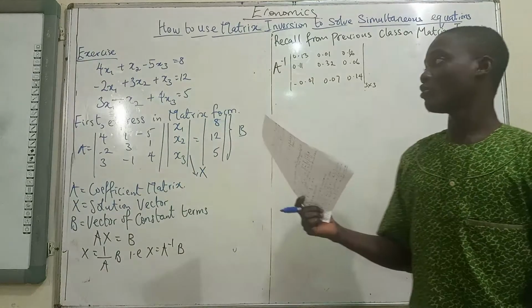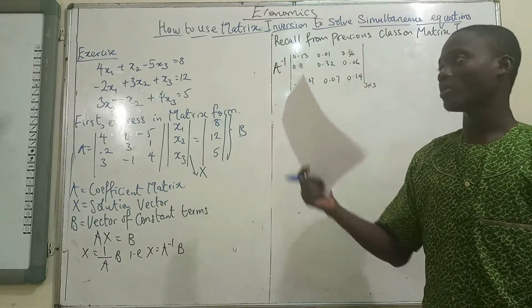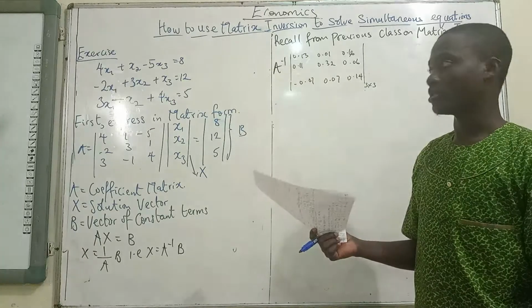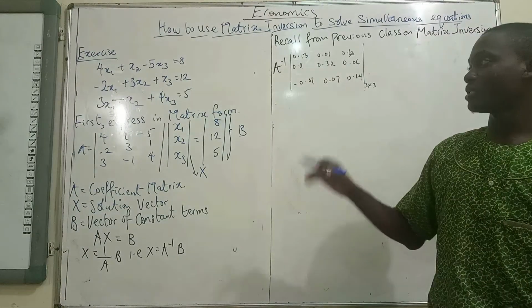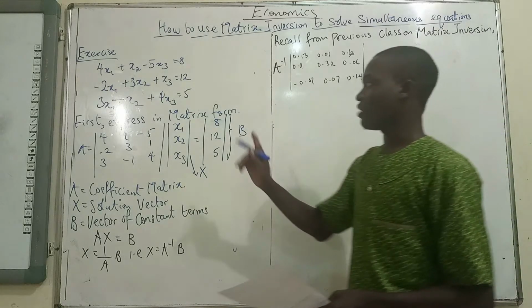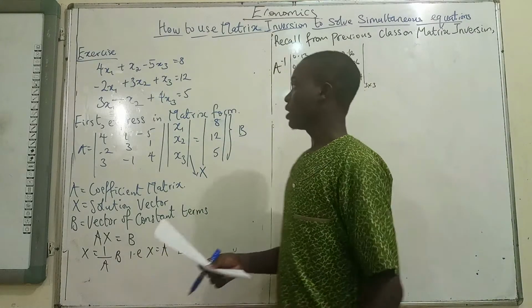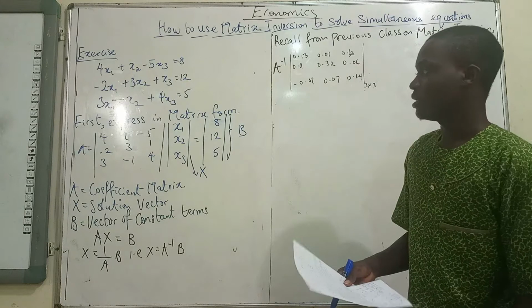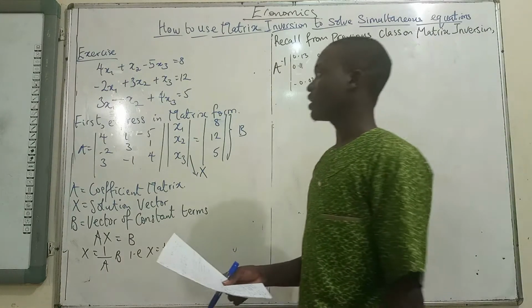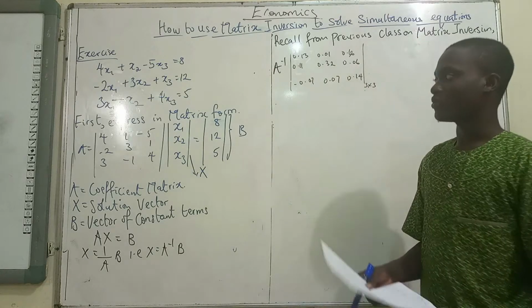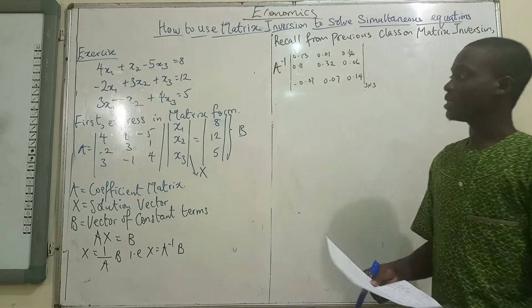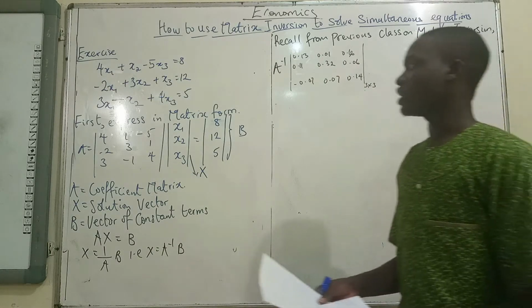Now here in this video, we have an exercise that contains three linear simultaneous equations. So how do we solve this? First we express the equations in matrix form. We have 4x1 plus x2 minus 5x3 equals 8. Then minus 2x1 plus 3x2 plus x3 equals 12. And 3x1 minus x2 plus 4x3 equals 5.